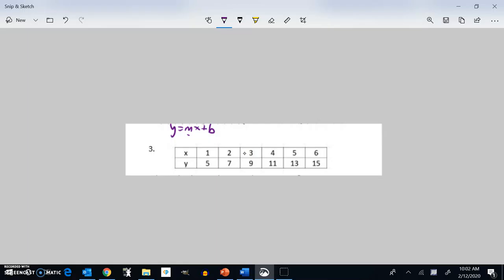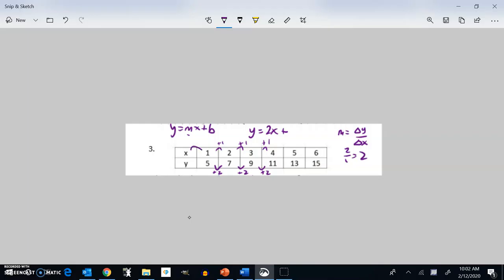So I know that slope is change in y over change in x, right? Like rise over run. So if I look at my change in y, looks like this is going plus 2. And if I look at my change in x, looks like this is going plus 1 each time, and it keeps going. So I know my slope is 2 over 1, or 2. So far my equation is going to be y equals 2x, and then it'll be plus the y-intercept, the b.